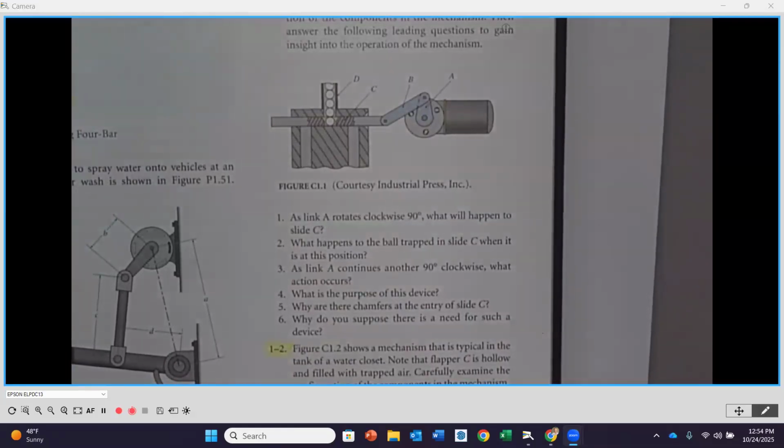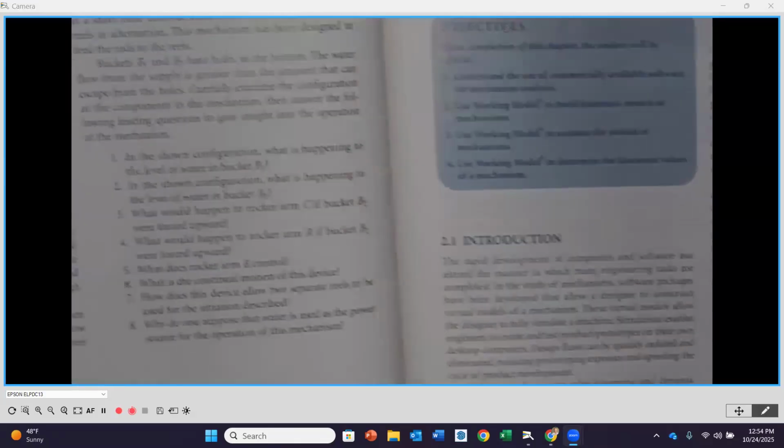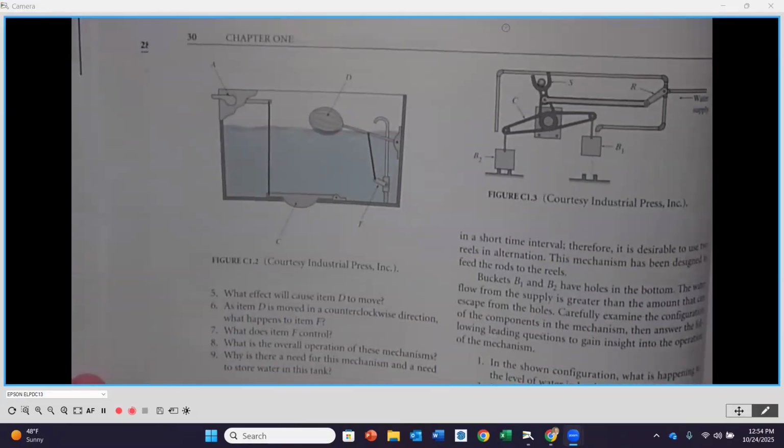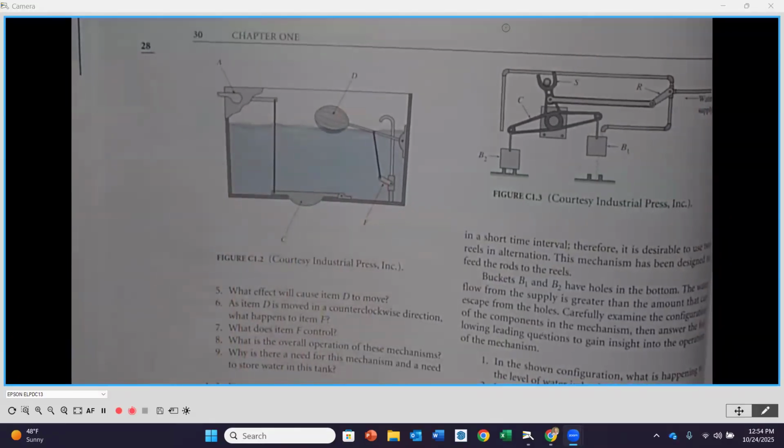No. Then case study number 2, very similar. I'm going to turn the page because the diagram for case study number 2 is right here. It has you answer, I think it's 9 questions, about the mechanism that we would see on the inside of our toilets. Now, this is one way that a toilet might be set up. I encourage you to look at one that you have access to and see if it compares to the mechanism that we see here.